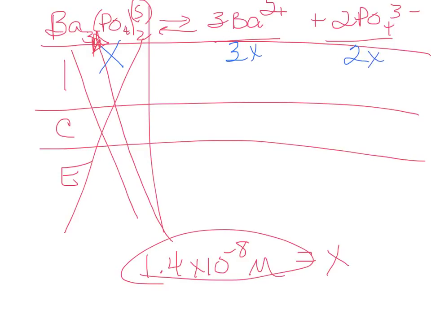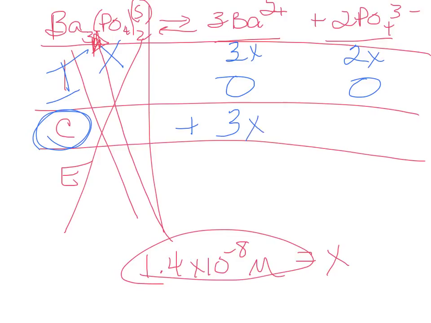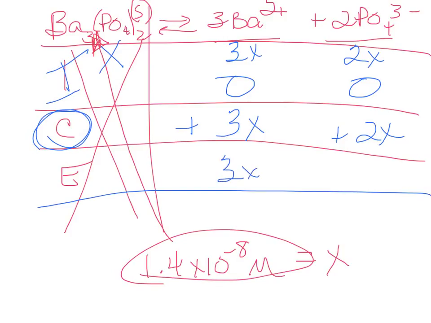Okay, so we know that the initial concentration of both of these ions is 0, right? And this might be easier doing it this way. So the change in the concentration is 3X for the barium ion, 2X for the phosphate ion. So the equilibrium concentration for the barium ion is simply 3X, and for the phosphate ion, 2X.